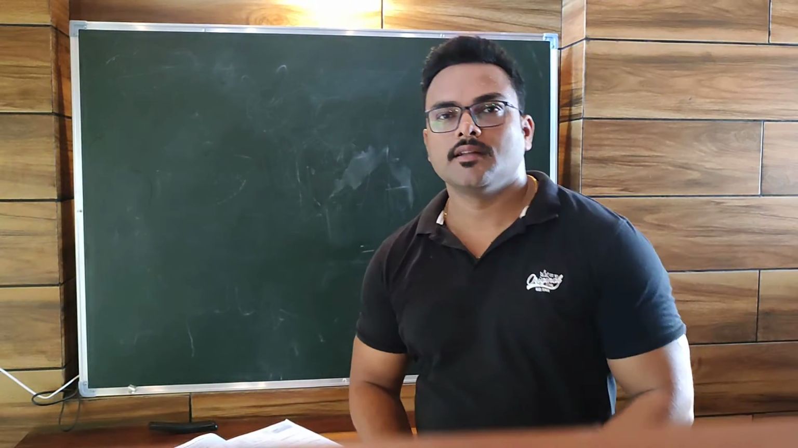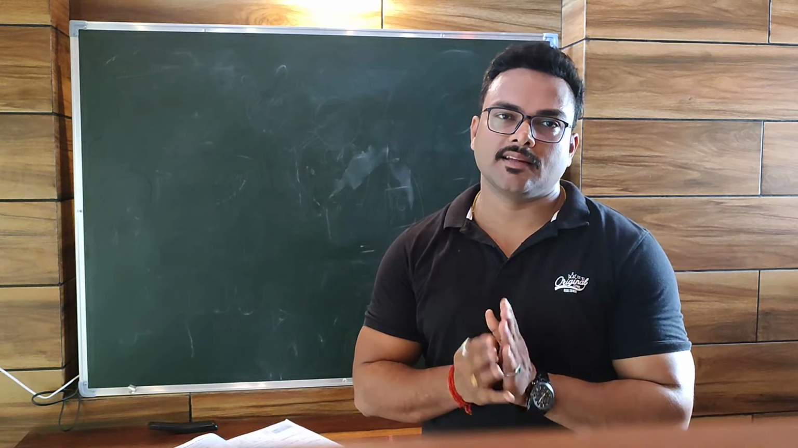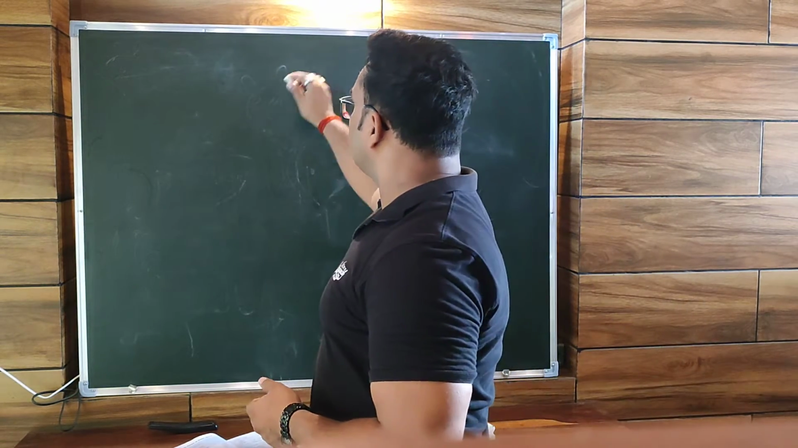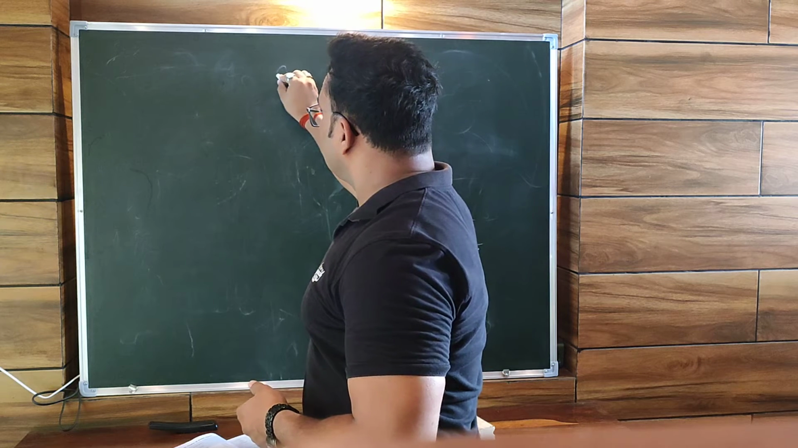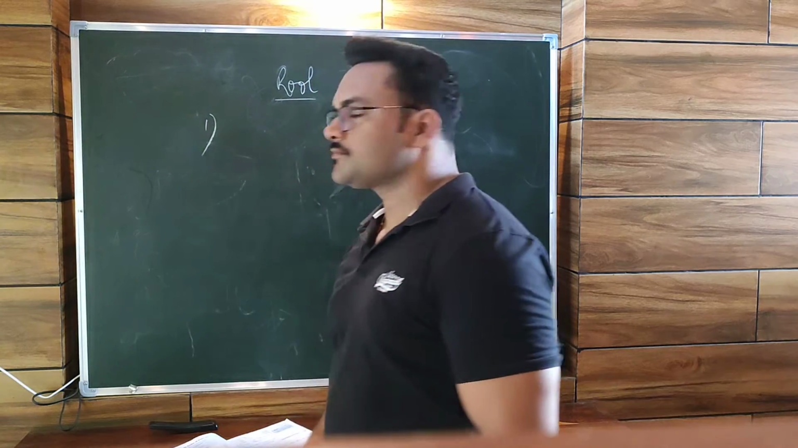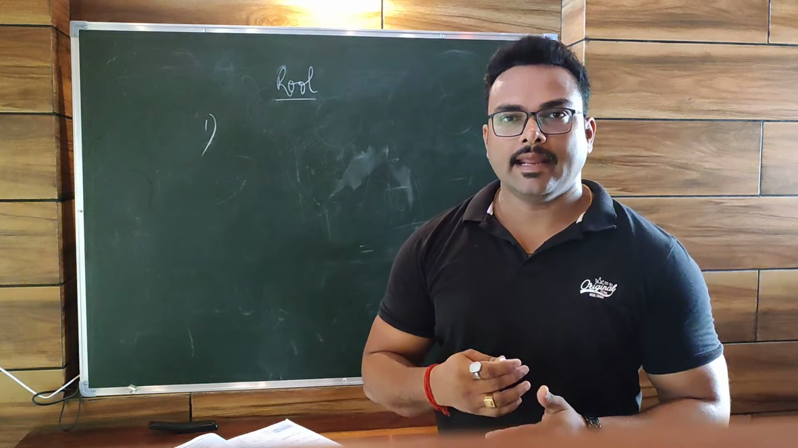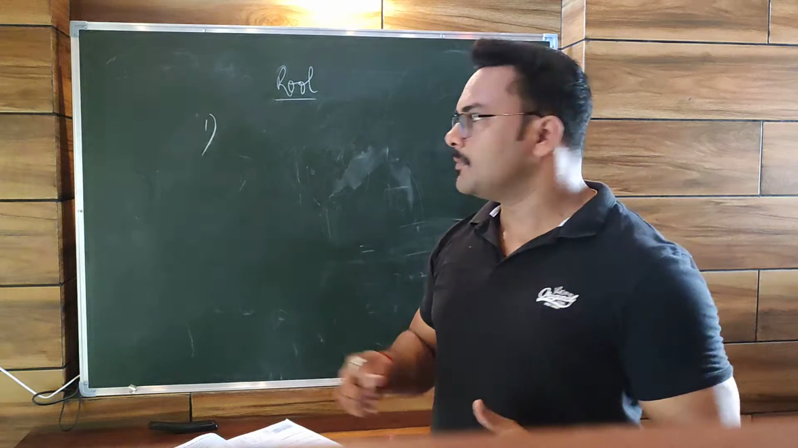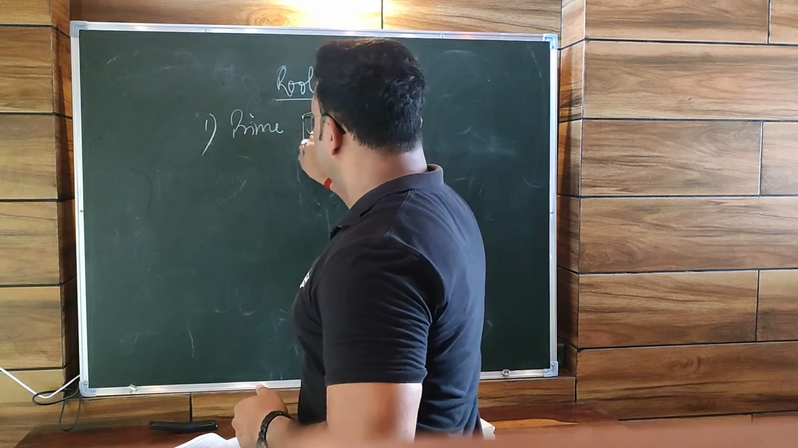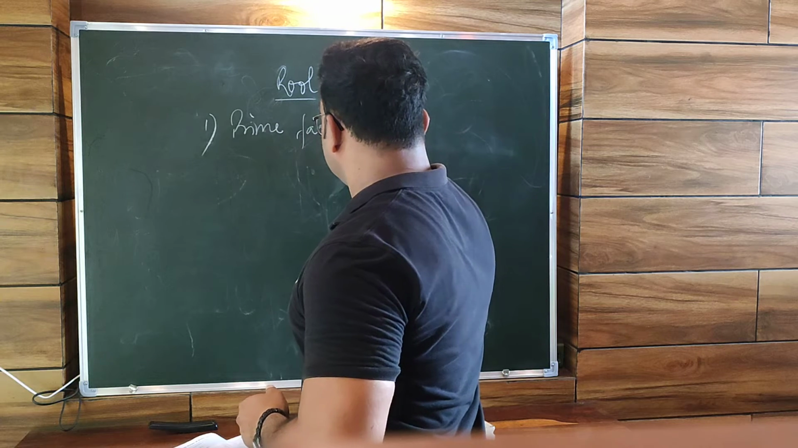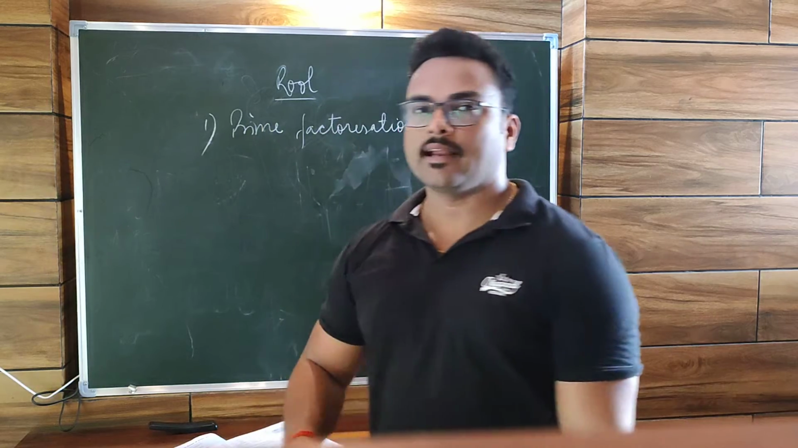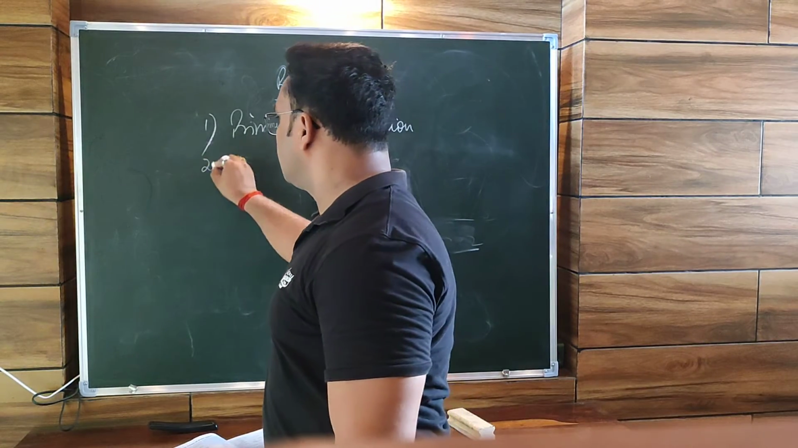Hello dear students, today we'll see two methods through which we can take out the root of any given number. So these methods we are going to discuss. First one is by taking the prime factorization of any given number, and second one is the long division method.